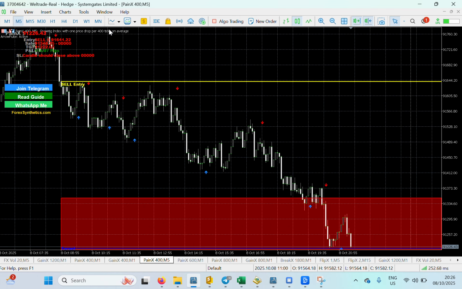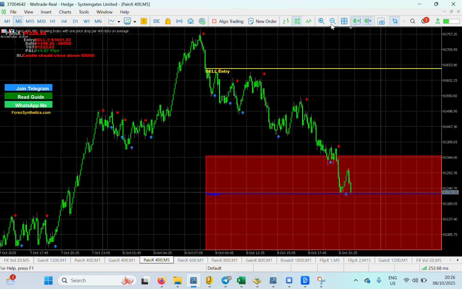So on the 5 minutes chart, if you can check, there was a very nice sell entry, confirming with whatever we were saying. In fact, this sell entry came in early.